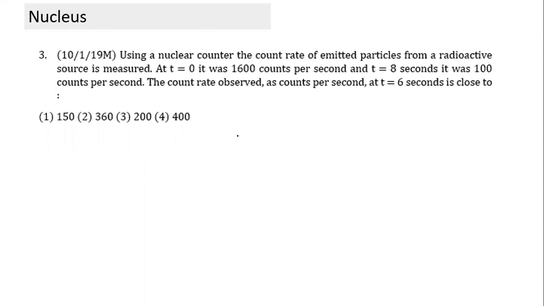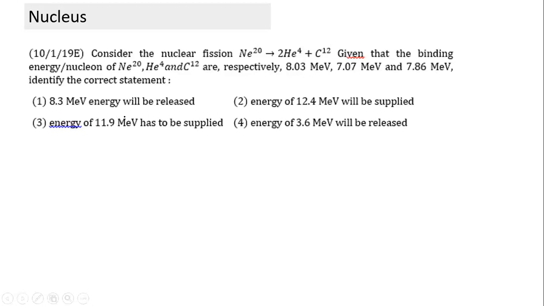R naught activity is given here. In 8 seconds, it becomes 1 by 16. In 6 seconds, how much would it be? We can easily find how many half-lives. 8 seconds, 1 by 16, that is 4 half-lives. 4 half-lives is equal to 8 seconds, so each half-life is 2 seconds. In 6 seconds it becomes 1 by 8. So this question is very simple. Next one.